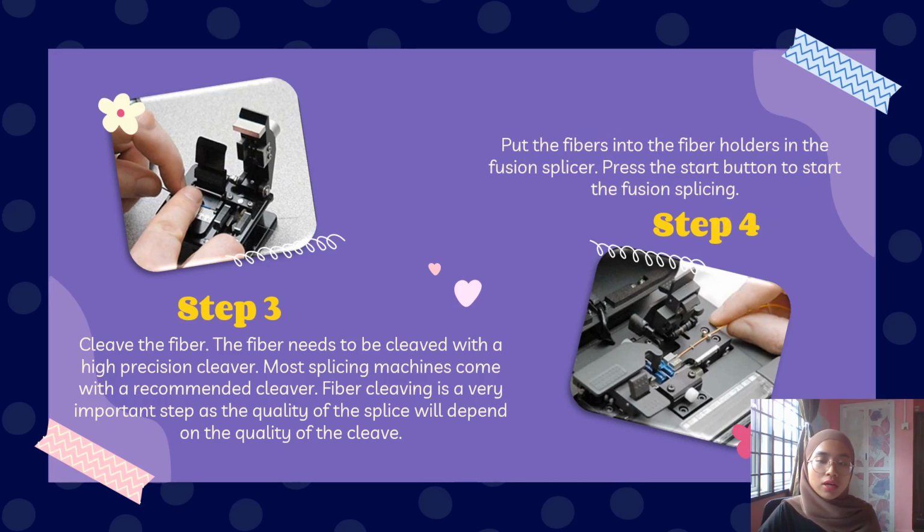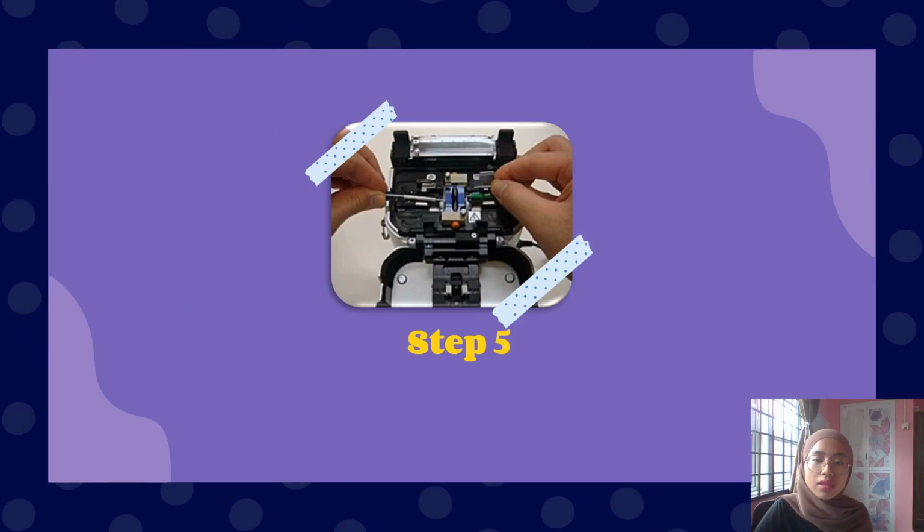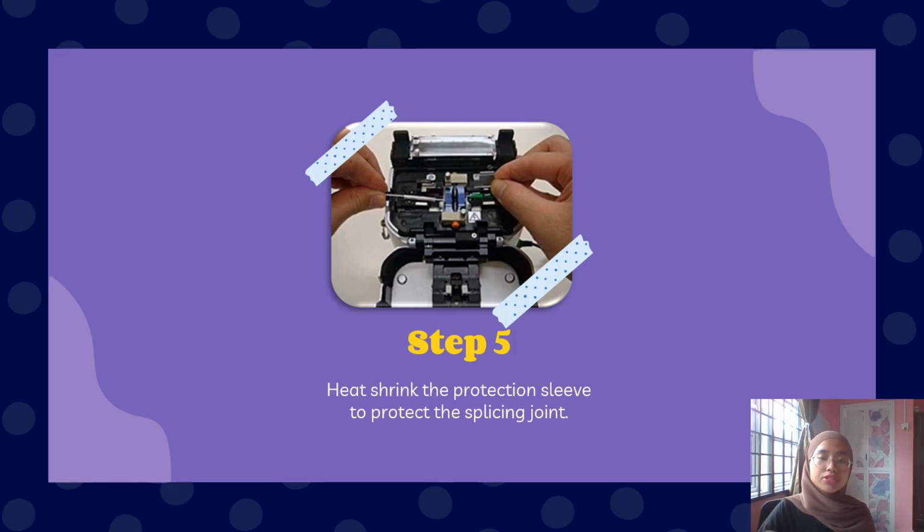Step 4 is put the fibers into the fiber holders in the fusion splicer. Press the start button to start the fusion splicing. Okay, this is the last step for the fusion splicing. Step 5, heat shrink the protection sleeve to protect the splice joint.